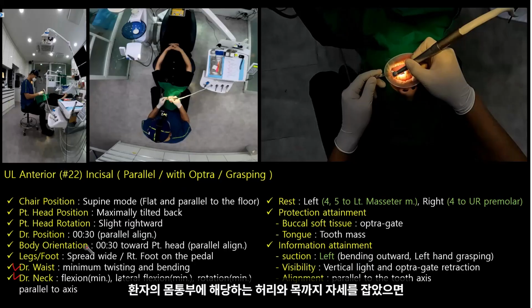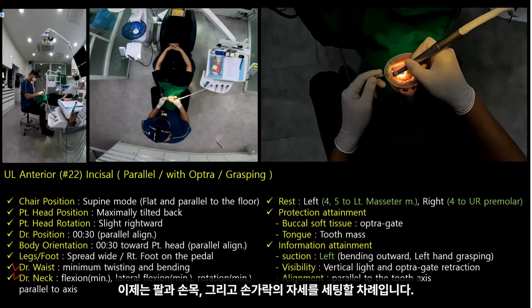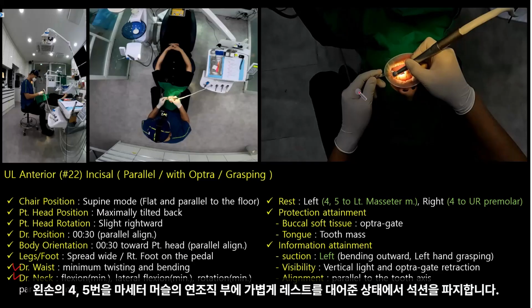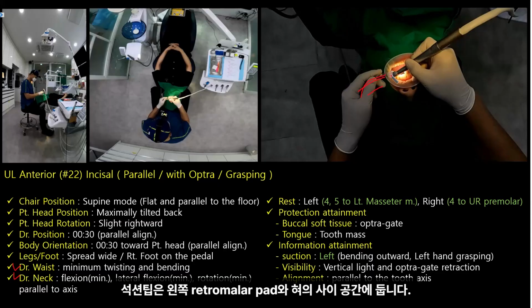Once you have correctly positioned the patient's torso, including their waist and neck, the next step is to properly adjust the posture of your arms, wrists, and fingers. Grasp the suction after lightly placing the 4th and 5th fingers of your left hand as a rest on the soft tissue of the masseter muscle. Place the suction tip in the space between the left retromolar pad and the tongue.